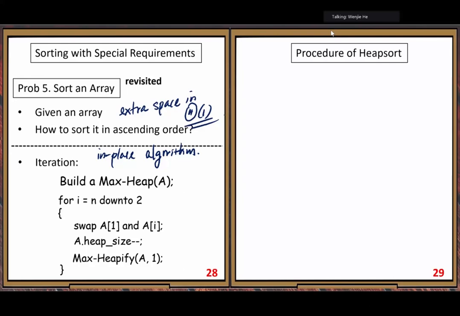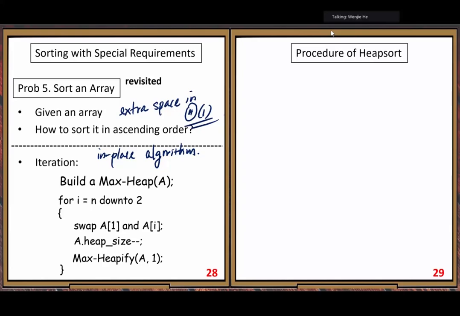Why? Because when we use recursion, think about it, we need to use a stack data structure in main memory to hold intermediate results. That stack could be very deep. It uses a lot of memory resource. So from that consideration, it may violate the definition of an in-place algorithm. But here, we avoid it. We use iteration to avoid it.